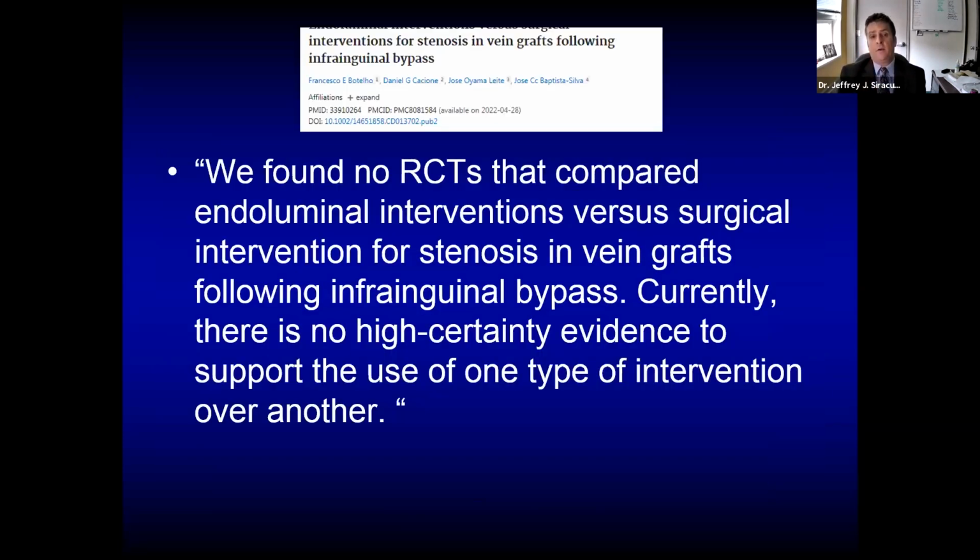So what's the data out there? Looking at a Cochrane review, this is what the Cochrane review found. There really is no data to guide the type of intervention, open or endovascular, for a stenosis in a vein bypass graft, infrainguinal bypass.